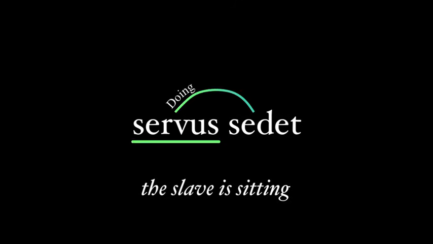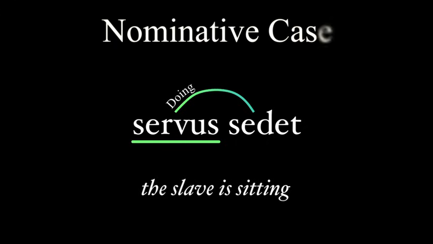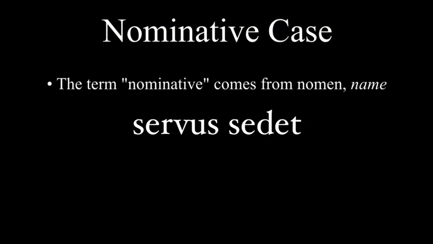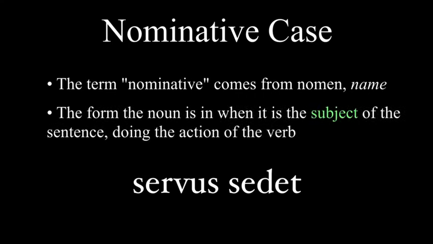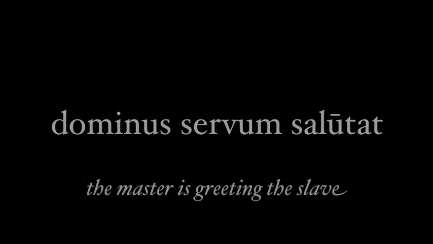Since the word servus is the subject of sedet, it is in what we call the nominative case. The term nominative comes from the Latin word nomen, which means name. This is the name of our noun, and the form that the noun is in when it is the subject of the verb. But what if we change our sentence around and now say, the master is greeting the slave? Dominus servum salūtat. Do you notice how the ending on our word servus changed to servum?